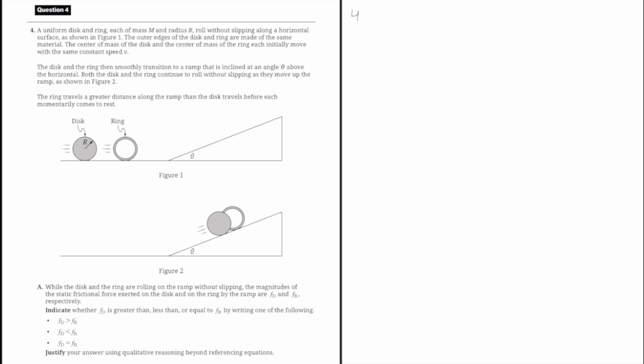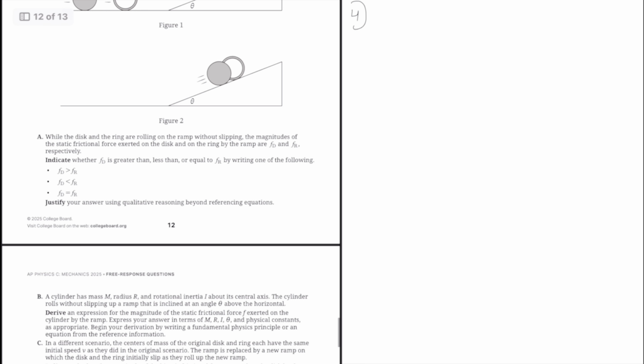Question 4. This was the hardest question. A uniform disk and ring, each of mass m and radius r, roll without slipping along a horizontal surface as shown in figure 1. The outer edges of the disk and ring are made of the same material. The center of mass of the disk and the center of mass of the ring initially move with the same constant speed v. The disk and the ring then smoothly transition to a ramp inclined at an angle theta above the horizontal. Both the disk and the ring continue to roll without slipping as they move up the ramp, as shown in figure 2. The ring travels a greater distance along the ramp than the disk does before each momentarily comes to rest.